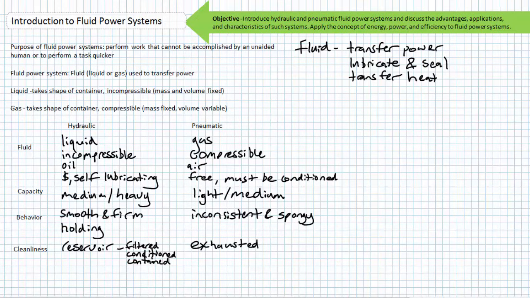Moving on. Closed hydraulic systems circulate the oil through the system, and the returning oil must be filtered, conditioned, and contained in a reservoir. Pneumatic systems, in contrast, simply exhaust the returning air to the atmosphere because, hey, why not? Air for the time being is free, and you can always get more.